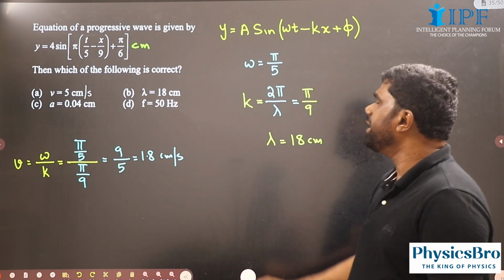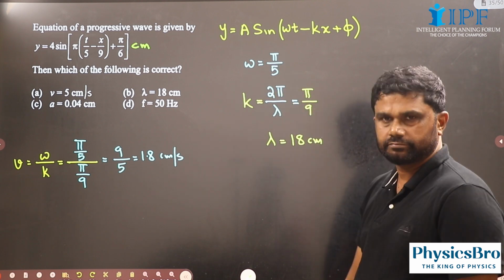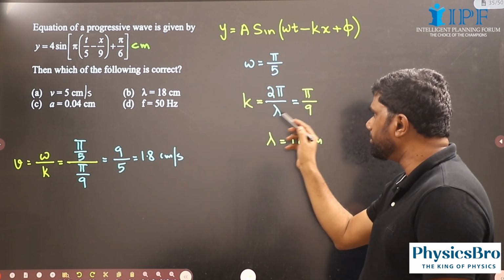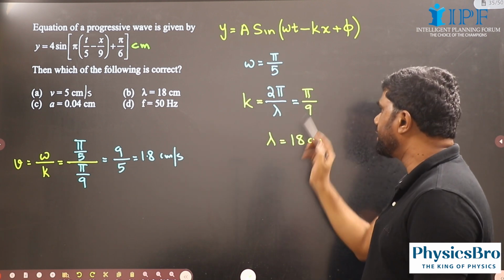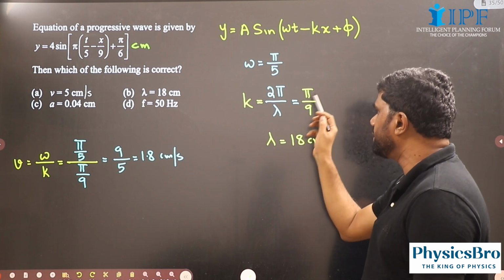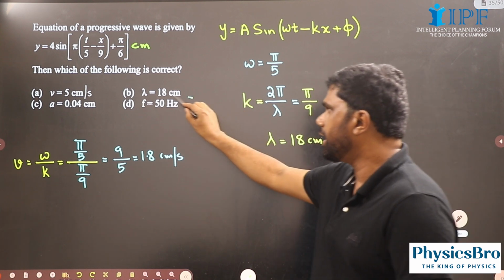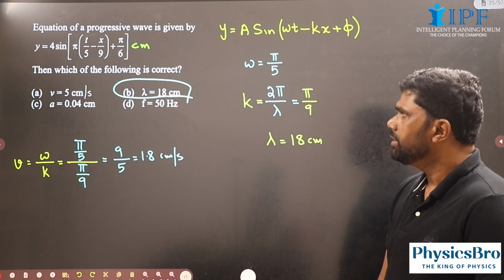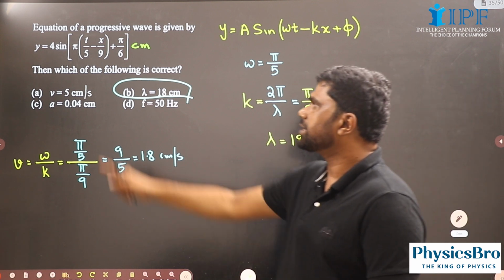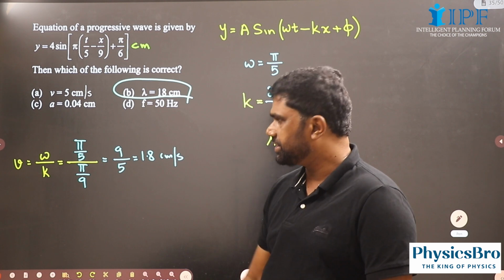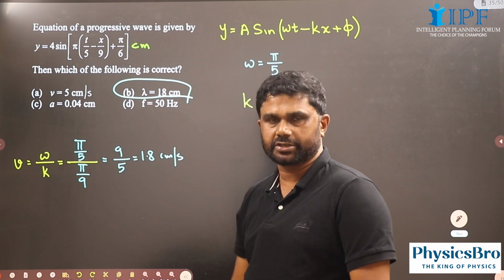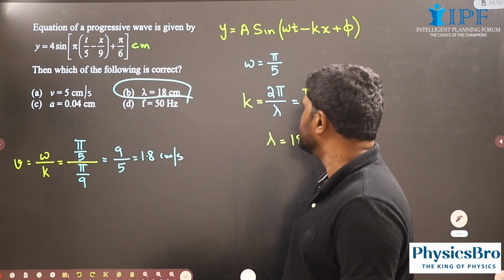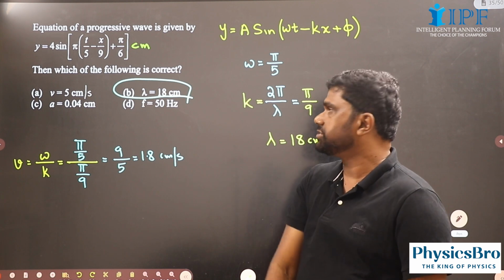Okay. Now omega we have pi by 5, and k is 2 pi by lambda, that is equal to pi by 9. Pi and pi can be cancelled, so you will get lambda equal to 18. So lambda equal to 18 centimeter. That is true. Now the amplitude is actually 4 centimeter, but it is given as 0.04 centimeter. That's also false.